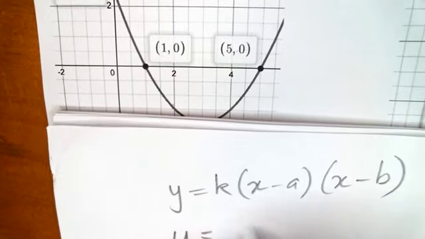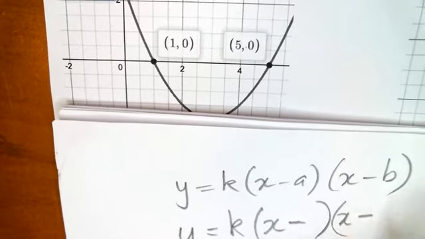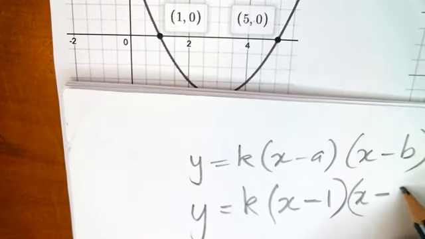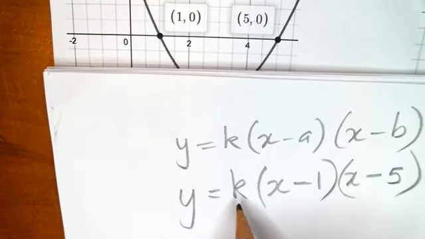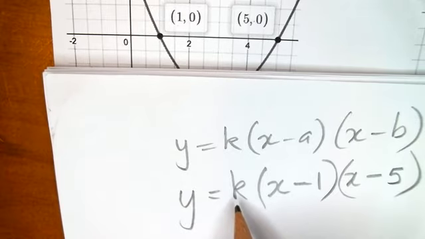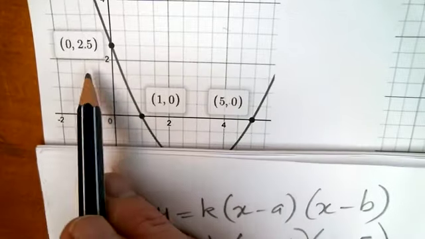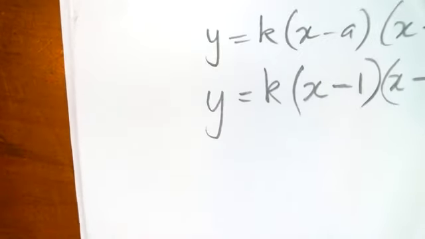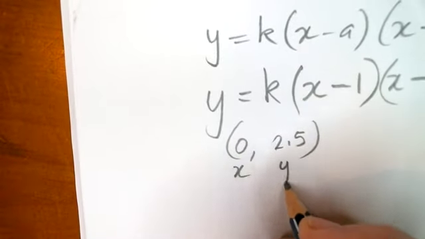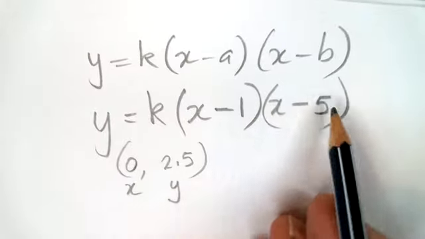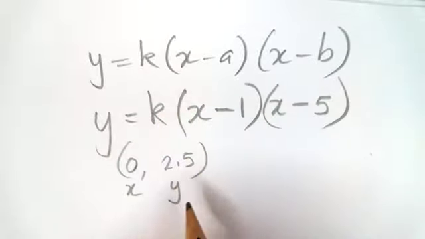So y is going to equal k times x minus, and I've got a 1 and a 5. There they are. Now, I've also got this k to resolve, and we really don't know what k is, but we can find k because if we know an x and a y value, and we do, 0, 2.5, there it is. I know this is my x value and this is my y value, so if I was to then populate this with these values here, I would end up with an equation where I could solve for k. Well, let's go ahead and do that.